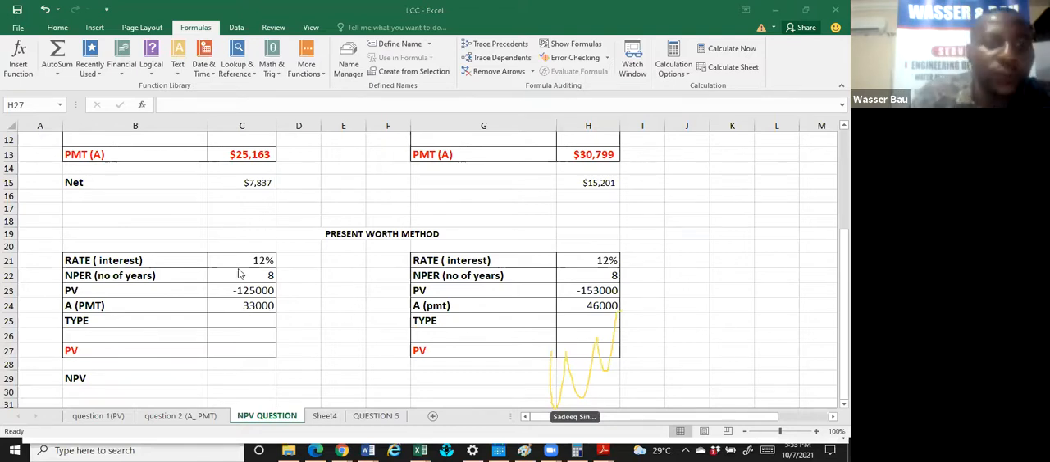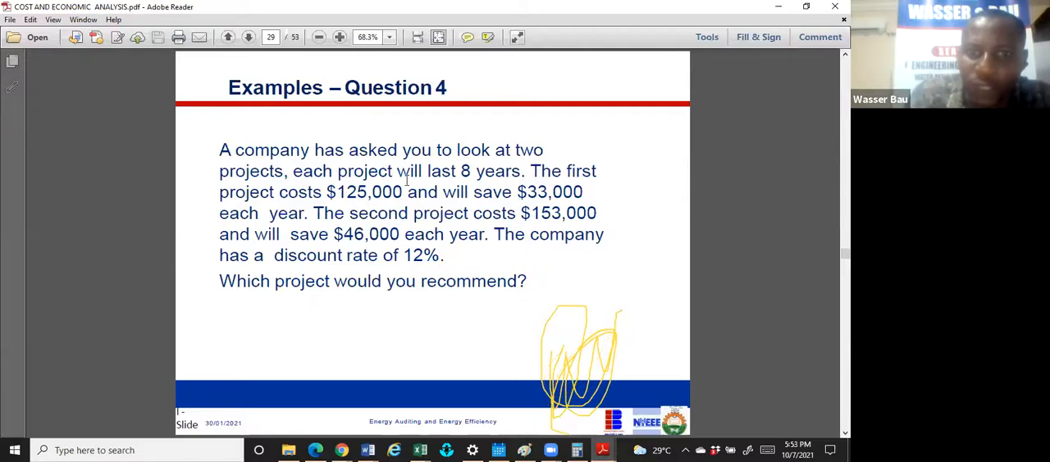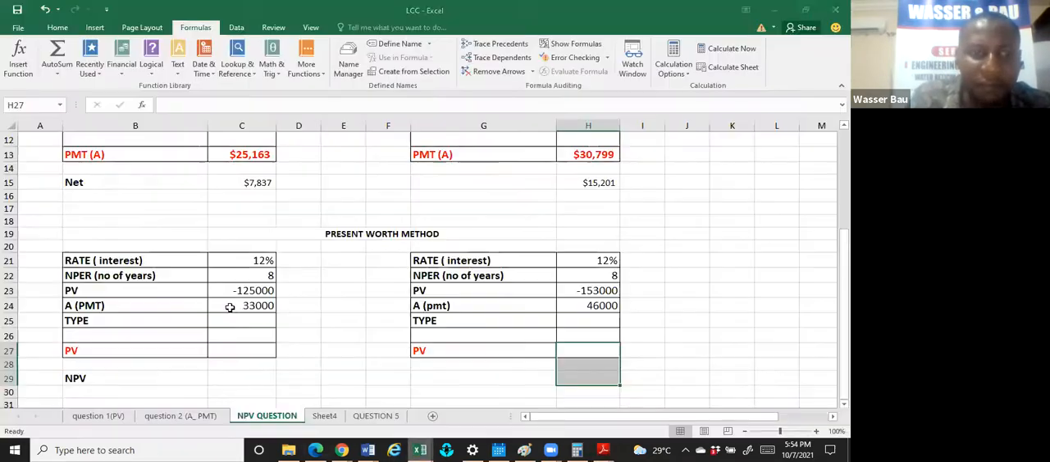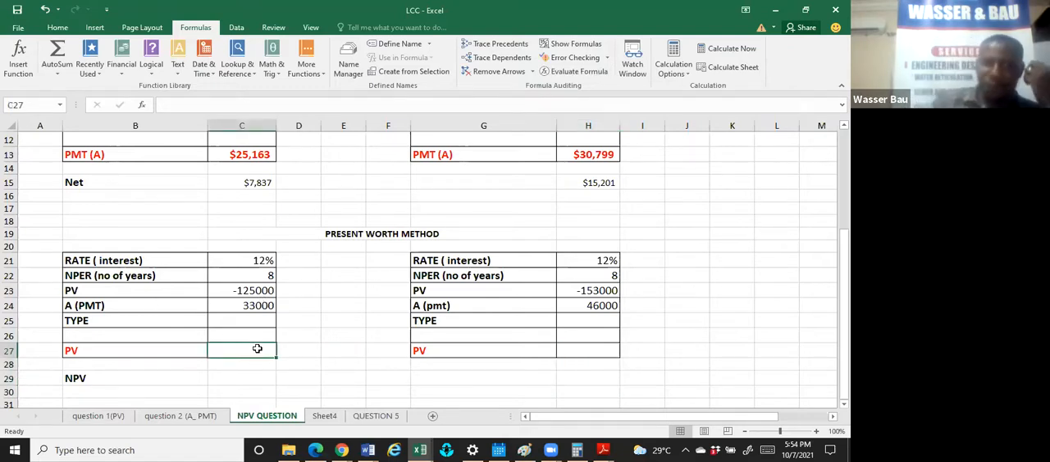So now, for the question again, we all know the interest rate. So we split this question into two. When you are given a question in cost, find time and break it down into economic terms so you can be able to solve them. So here we have the rate is 12%. The number of years is 8. The present value is 125. The savings is 33,000.